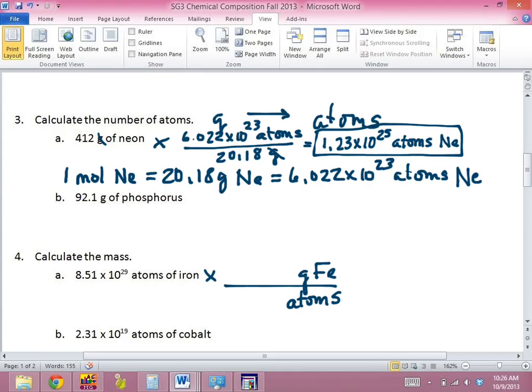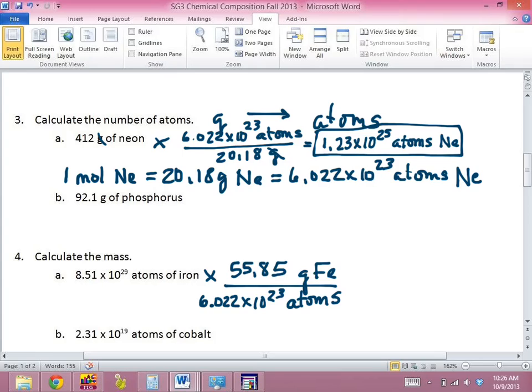The periodic table tells us that 1 mole is 55.85 grams of iron. 55.85 grams of iron is 1 mole. 1 mole is Avogadro's number. So down here again we have the 6.022 times 10 to the 23rd atoms. Yeah, it's just switched. In 3, we were going from grams to atoms. In 4, we're going from atoms to grams. And so could you do these by just looking at the pattern? Yes, you could. But you won't have a pattern to look at on the exam. So you need to understand how we're doing this.